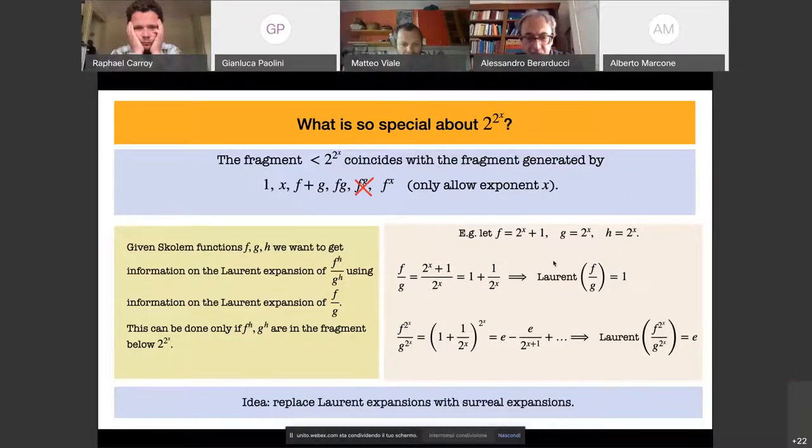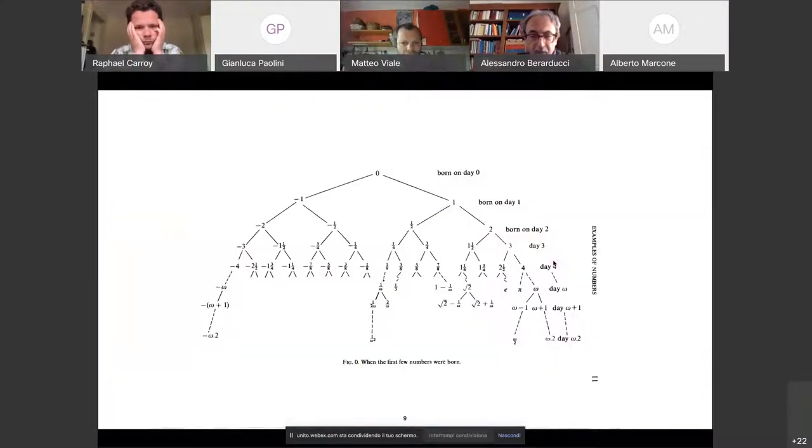Okay, so the idea is to replace Lorentz expansions with surreal expansions, that's it, which are more complicated kind of series, which can also take into account these exponentially small terms. So I need to tell you what the surreal numbers are. So this is a one slide course on surreal numbers.